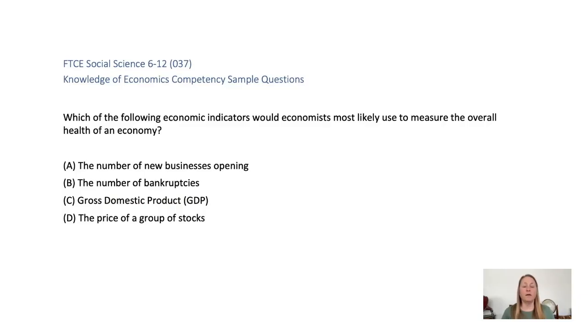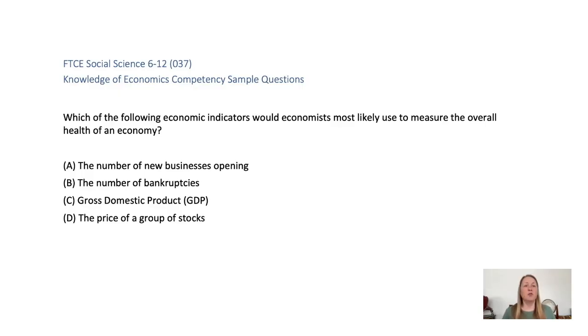Which of the following economic indicators would economists most likely use to measure the overall health of an economy? A. The number of new businesses opening. B. The number of bankruptcies. C. Gross domestic product. Or D. The price of a group of stocks.